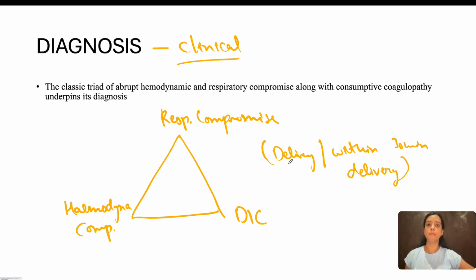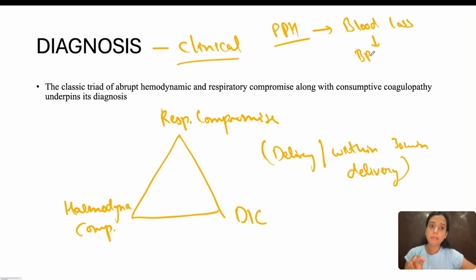How can it differ from PPH? ये सब PPH में भी तो होगा. In PPH maybe the BP will fall, patient will be gasping. But see, PPH में क्या sequence होता है? There is severe blood loss. First, there is severe blood loss. इतना blood loss हो जाता है that now the BP will fall. And since the BP will fall, patient will start gasping.